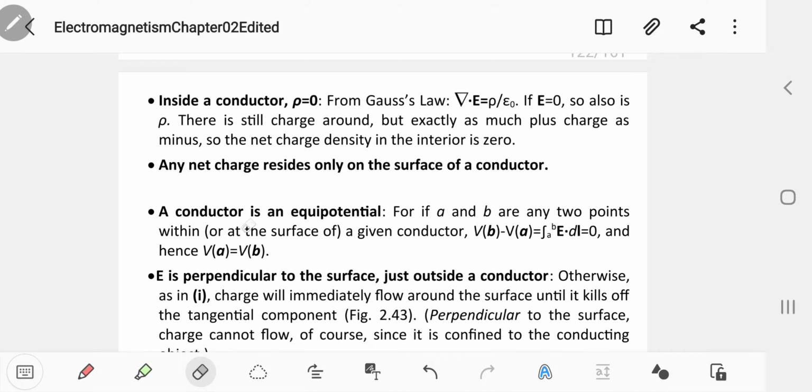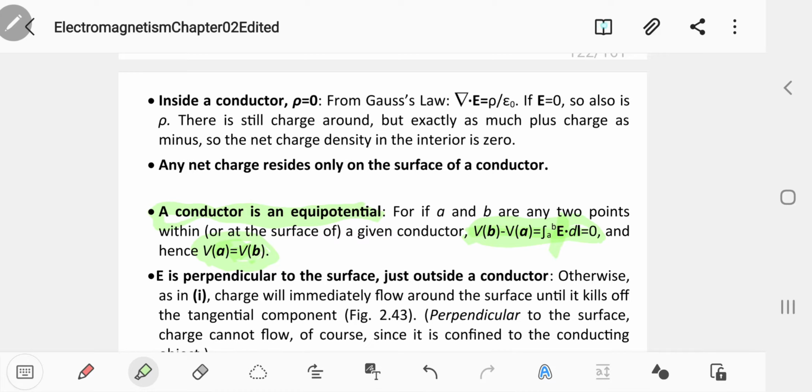And also, a conductor is an equipotential. This is also very important. A conductor is an equipotential. So if you go from one point to another point in a conductor, the potential difference is 0. Why? Because looking at this formula, the electric field is always 0. So the integral of 0 is just equal to 0. Therefore, your potential difference is 0, and so the surface is an equipotential, meaning the potential at any point is equal. There is potential, but the potential difference is 0.